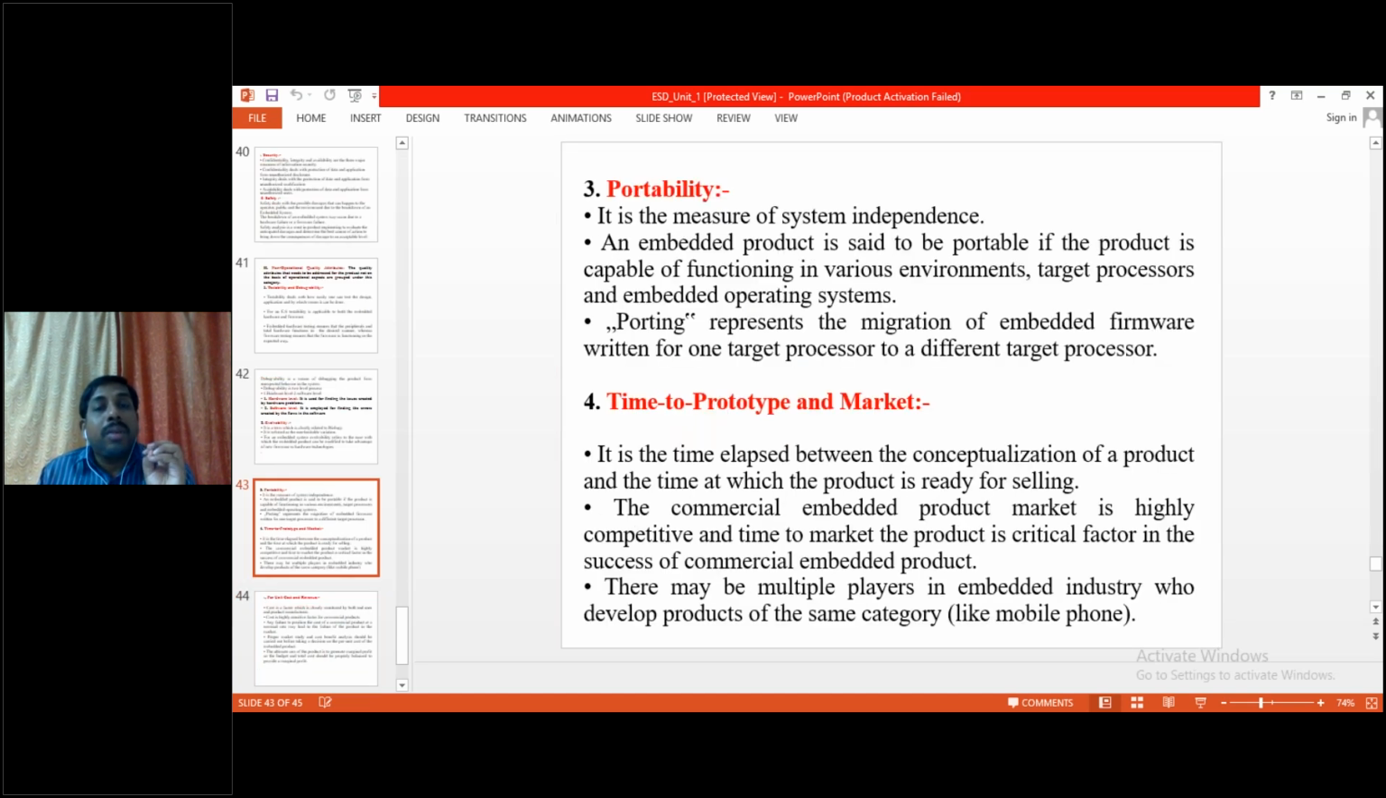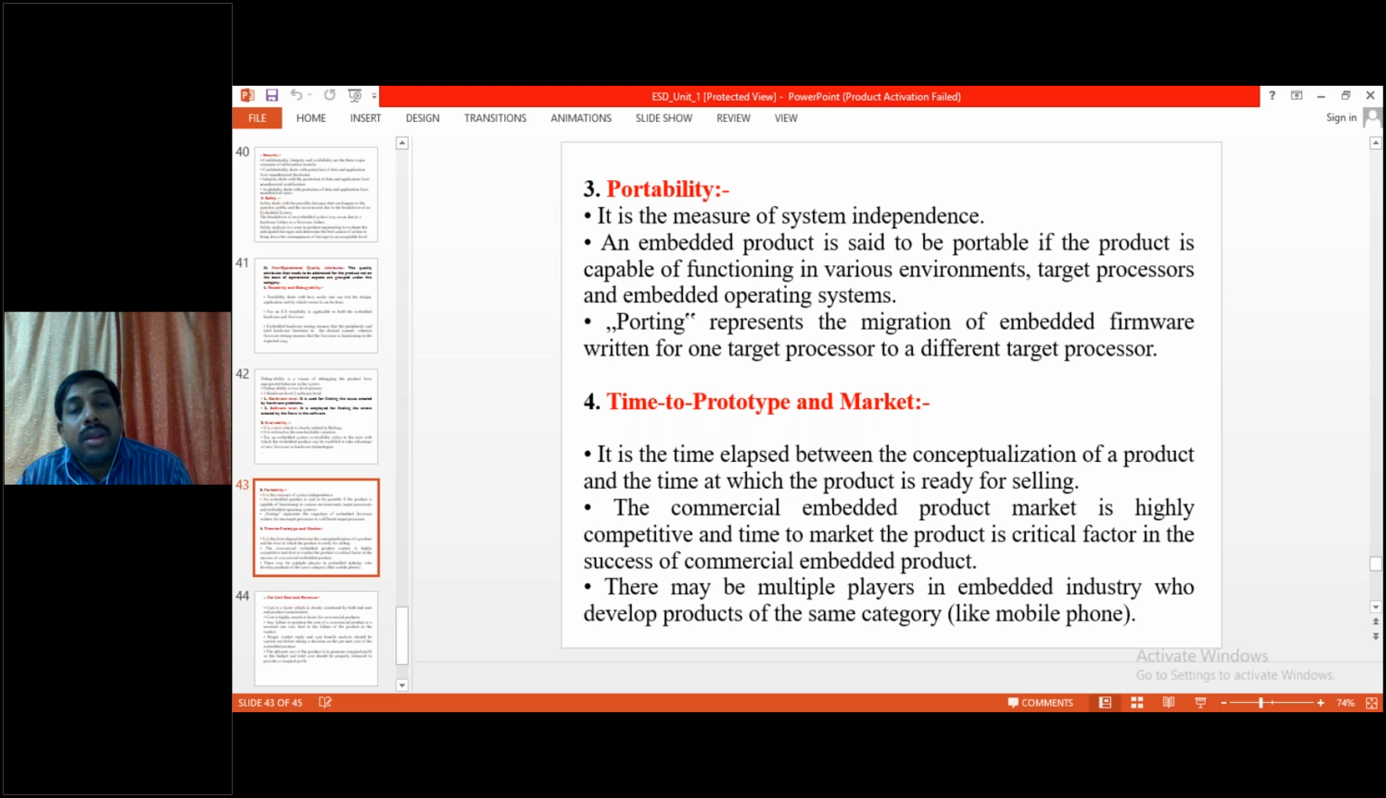Portability is a measure of system independence. All embedded systems we prefer based upon the environment conditions, and we prefer that it must be portable. It is capable of functioning in various environments, temperatures, and different OSs. So porting means your embedded system must be able to migrate from one target processor to a different target processor.